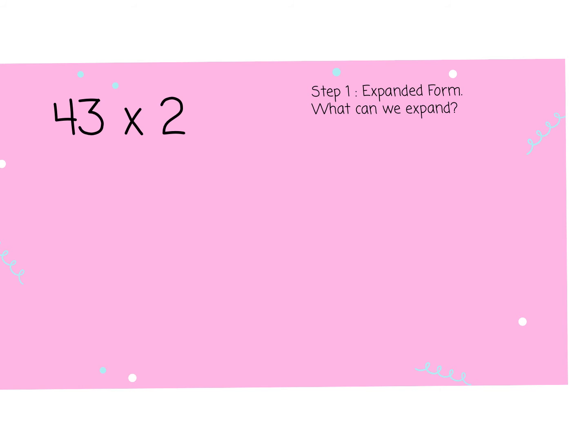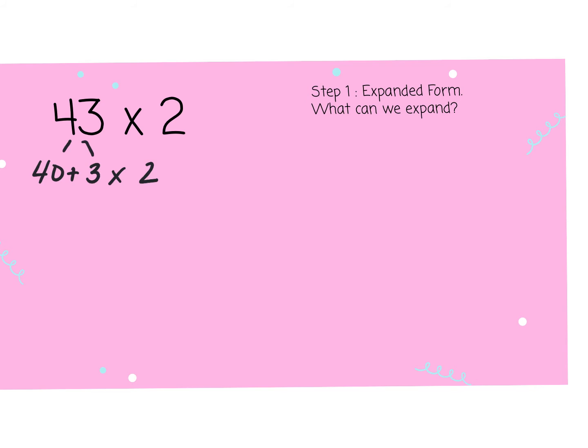All right, so step 1 when we do the box method is to expand. So we're going to look at 43. We've got 3 in the ones place, plus, just like before, our 4 tens, which is 40, times 2. Since 2 is a single digit by itself, we keep it the same.